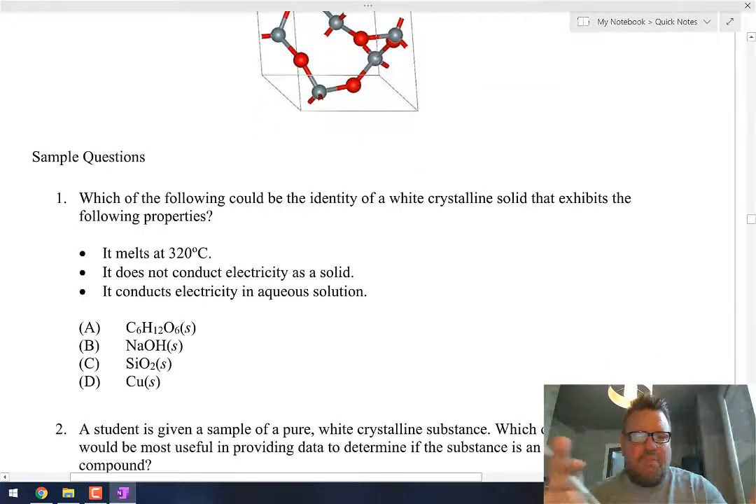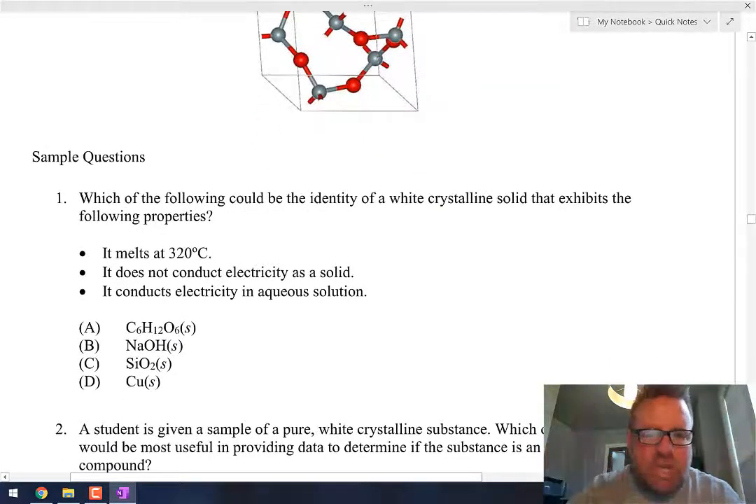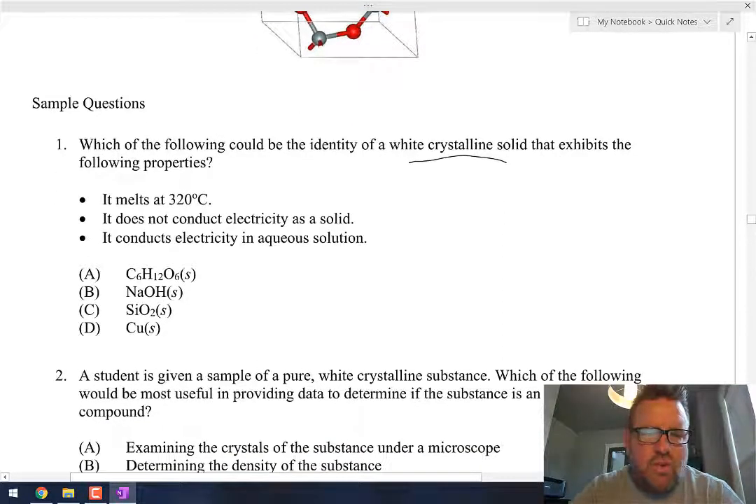Okay, so here's the type of questions that can be a bit challenging. Okay, which of the following could be the identity of a white crystalline solid that exhibits the following properties? Melts at 320, doesn't really tell us much. It does not conduct electricity as a solid.